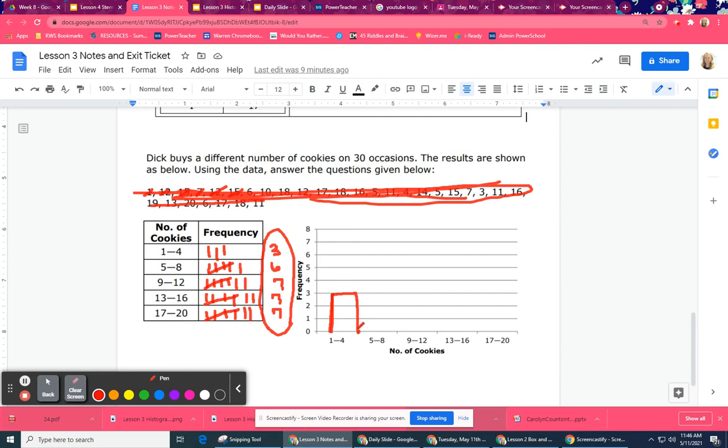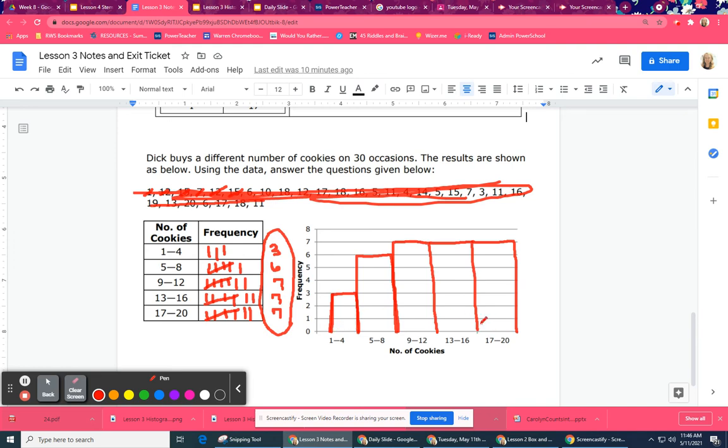5 through 8, there were 6. 9 through 12, and it looks like there were 7 on all of the rest of them. So I'll just do this. And voila, that is a histogram.